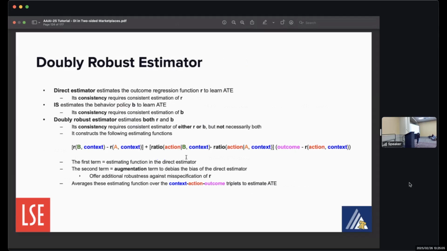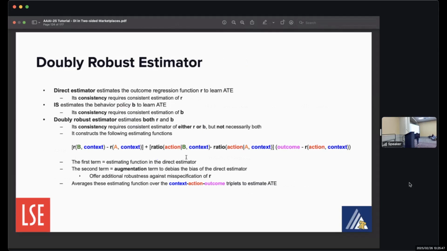Next, I want to talk about a very popular type of estimator, widely studied in the literature and recently also widely applied in practical situations, which corresponds to the double robust estimators. Again, so far we have talked about the direct estimator and the importance sampling estimator, and each of them requires estimating some function. The direct estimator requires estimating the reward function, so its consistency requires consistent estimation of the reward function. The IS estimator needs to estimate the behavior policy, so its consistency requires consistent estimation of the behavior policy.